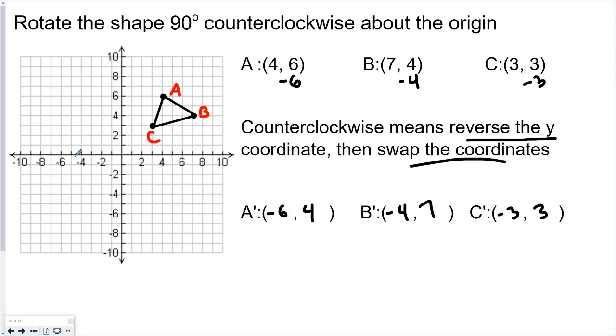We have A is -6, +4. That's A prime. B is -4, +7. So that's B prime. And then C is -3, +3. And there we go. That's C prime. And again, if you picture a tether here, if I swing it counterclockwise, I can't really draw a good line there, but that is also a 90 degree angle right there. So that's a 90 degree turn from each point. So again, counterclockwise, reverse the y first and then swap. Clockwise is reverse the x first and then swap.